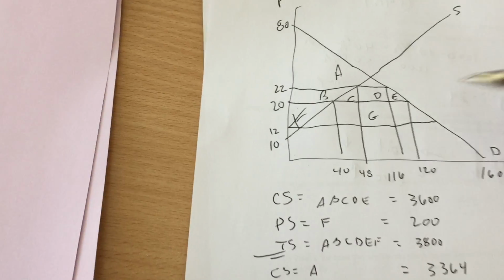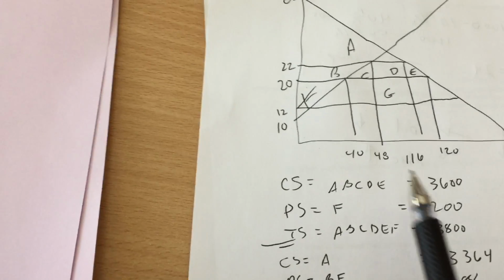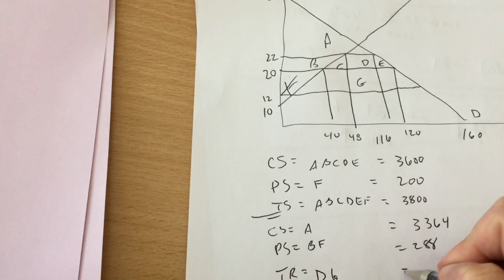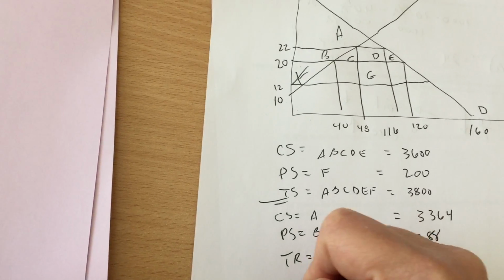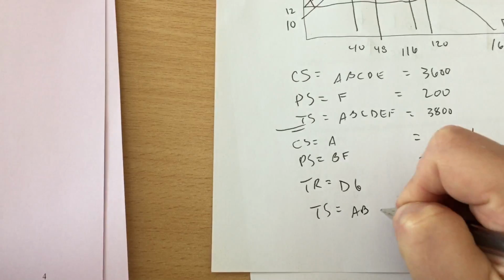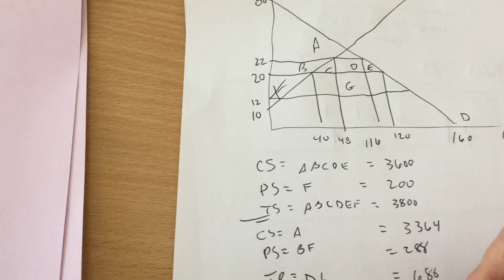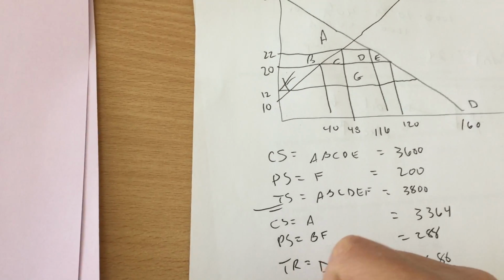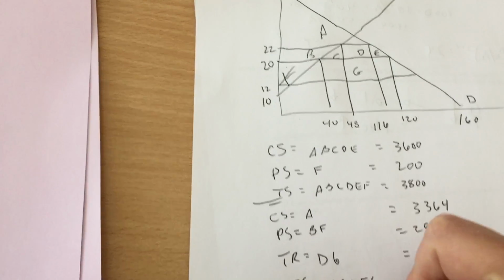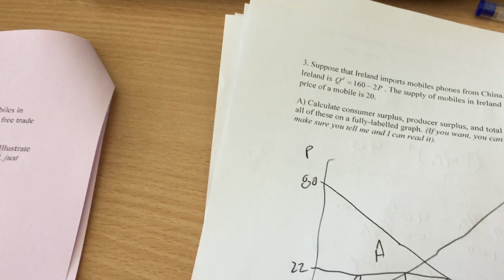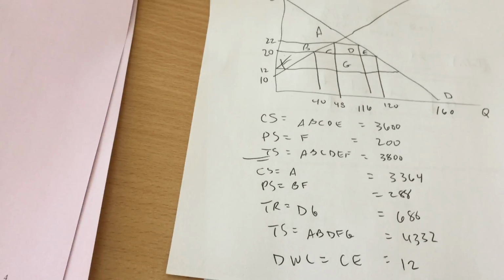Tariff revenue is what the government gets, D and G. They collect 10 on each of those units they still import. So that's area D and G, which is 680. Total surplus is what consumers get, what producers get, and what the government gets, which is 4,332. Where did C and E go? Those are deadweight loss. So 1/2 a base of 8 times a height of 2, a base of 4 times a height of 2, turns out to be 12. So those are all the numbers.